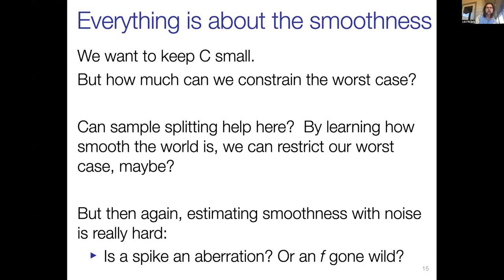So I'm going to skip this. This is sort of where do we get that C? We want to keep it small. Can we do sample splitting to use data to sort of drive that C? How do we sort of get a sense of what smoothness really is?